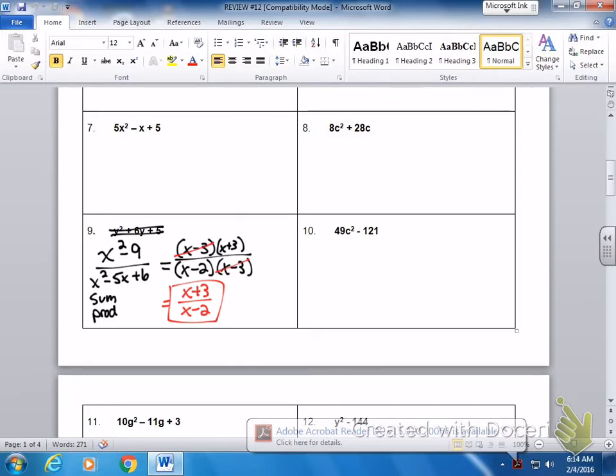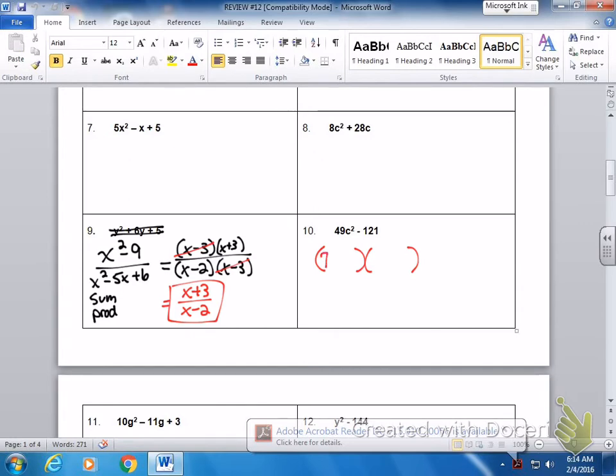We're going to talk about number 10 real quick. It's a binomial. There are no common terms. I could factor out a 49 and 121, but you should notice that 49 is a perfect square, so is 121 and c squared, and it's subtraction, so it's difference of squares. And if you're not sure, just push the square root button on your calculator and check your numbers.